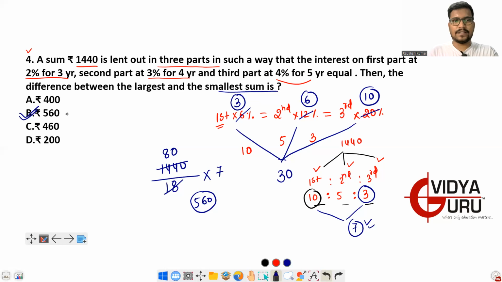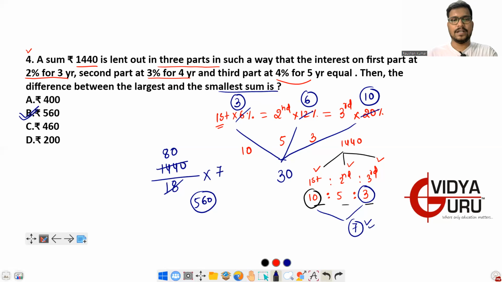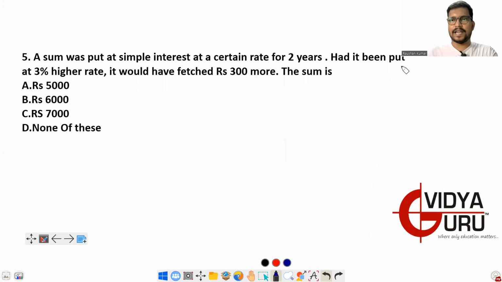Okay, so your answer should be 560. Now we will see the next question as well. I hope you got this concept. Now see the next question, the important one as well.